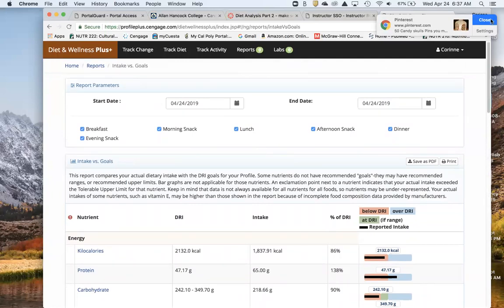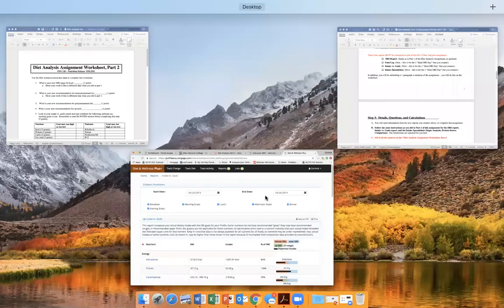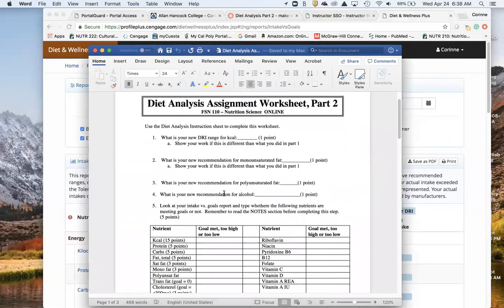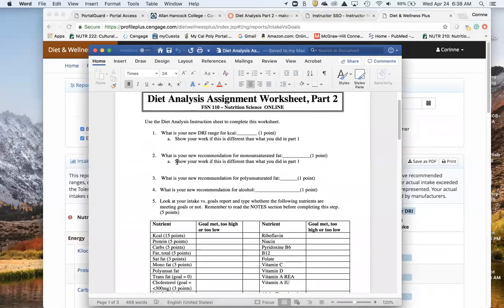I think it's a little redundant for me to keep doing this and showing you, but you get the point: you're going to have to tweak this multiple times to get it perfect and to get the most points. When you turn it in, you absolutely have to turn in this intake versus goal spreadsheet. I can't grade it without that. So make sure at the very least you turn in this intake versus goal spreadsheet, as well as this diet analysis assignment worksheet. These questions are identical to what you did in part 1. So go back and review that, as well as the answers. Email me if you need help.